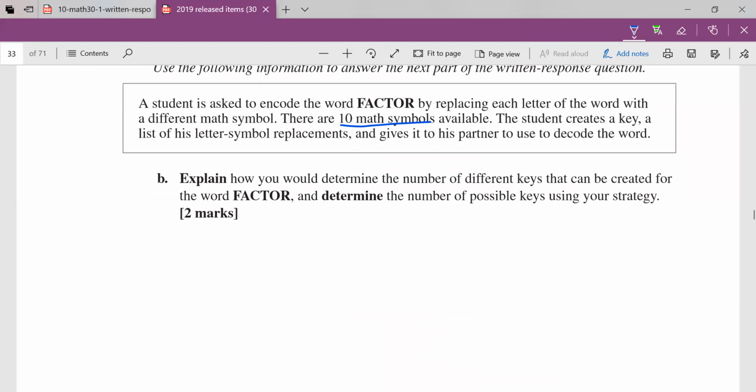So let's answer the question, and then we can explain as we go. And again, I would do this on my scrap paper first. So what this student's doing is they're making a key, or they're making a code word for factor. So for the first, they're using 10 different math symbols. So there's 10 different symbols that could go here. And then there's 9 symbols here, 8 symbols, 7 symbols, 6 symbols, 5 symbols.